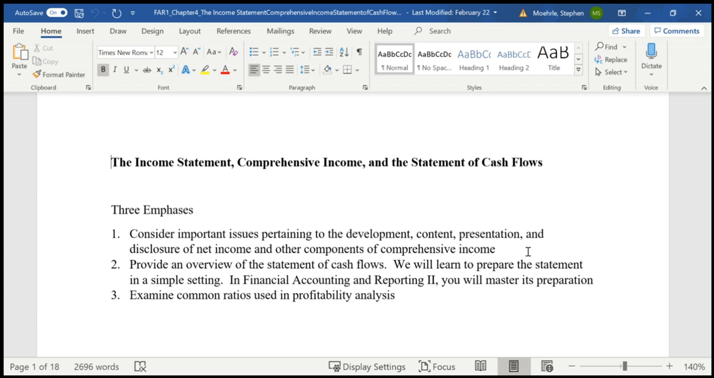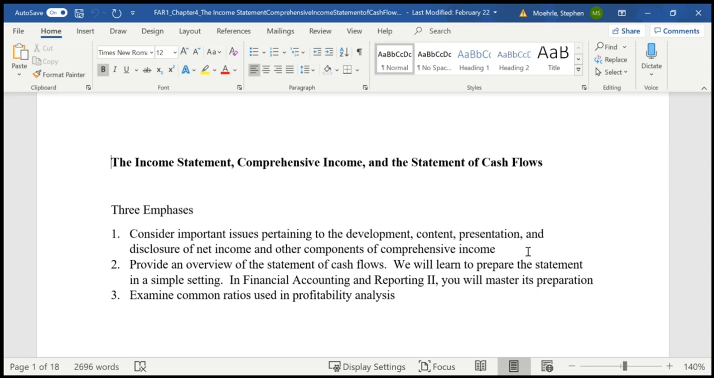There are three emphases in this module. We're going to consider the important issues pertaining to the development, content, presentation, and disclosure of net income and components of comprehensive income. You'll learn what all those terms mean, and these are crucial for the information provided to the user community. They are measures of the profitability and the cash generating ability of the company.